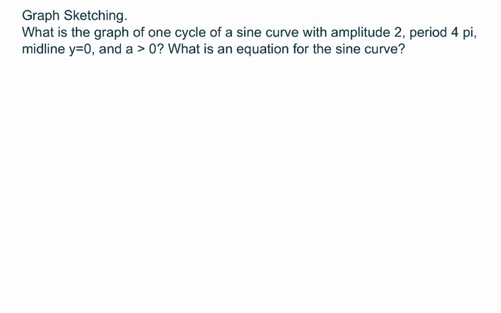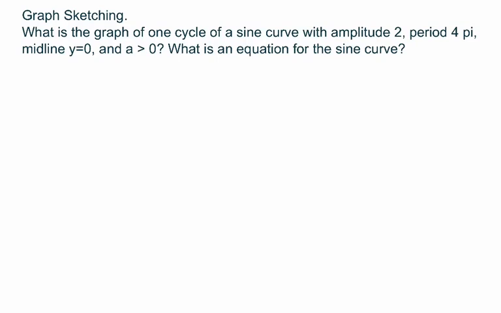What is the graph of one cycle of a sine curve with amplitude 2, period 4 pi, midline y equals 0, and where a is greater than 0? What is an equation for the sine curve?